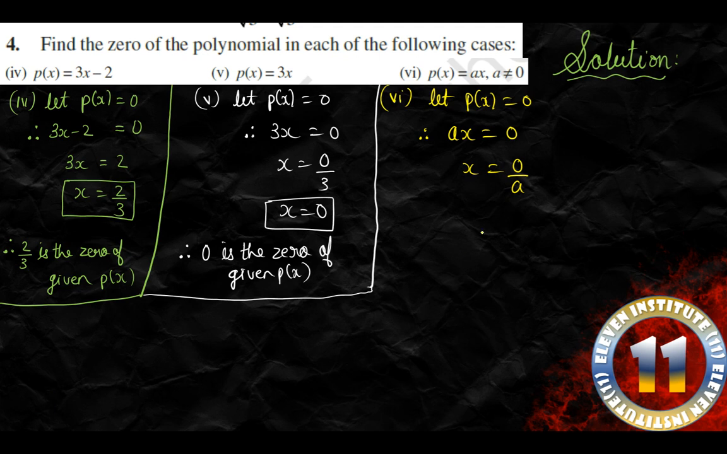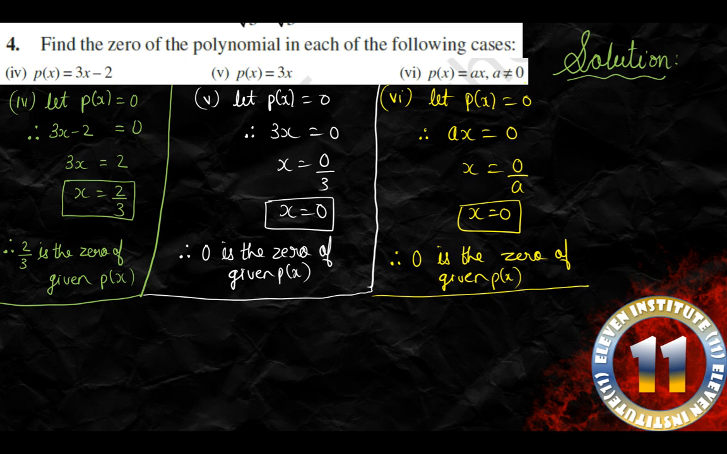So 0 upon anything, the answer is 0. So again we get x is equal to 0, and therefore we can write 0 is the zero of the given polynomial with variable x. Fine. I hope you don't have any doubts in this. See, these both are the same.